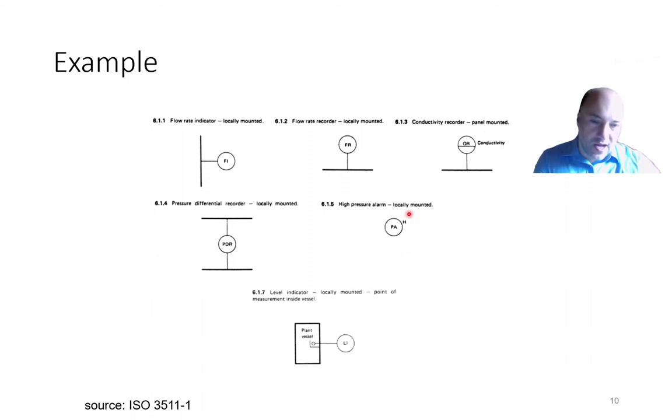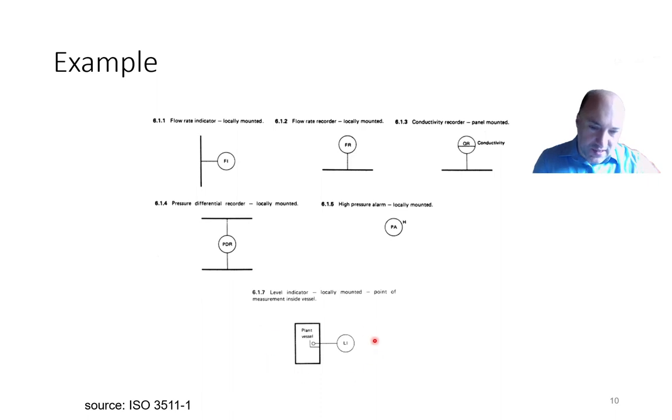Here is an example of a pressure, and I'm looking for the high pressure value. And this is like a pressure alarm that is locally mounted. Again, I do not transfer this signal to some control system. I locally measure it and I locally do something. If the pressure is too high, I will turn on the light, for example, or I will turn on some buzzer.